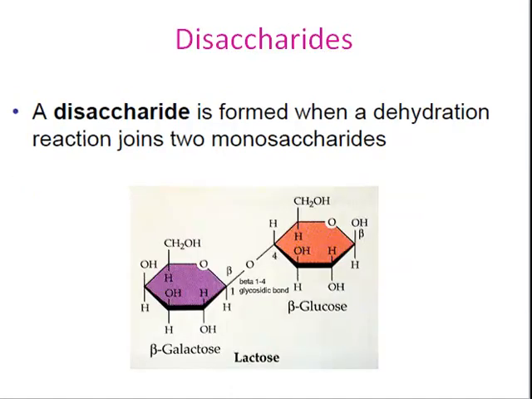A disaccharide is formed when a dehydration reaction joins two monosaccharides. So as you can see, two beta molecules, a galactose and a glucose, come together, a dehydration reaction occurs, and you get lactose, which is milk sugar, the sugar that is in milk and ice cream.